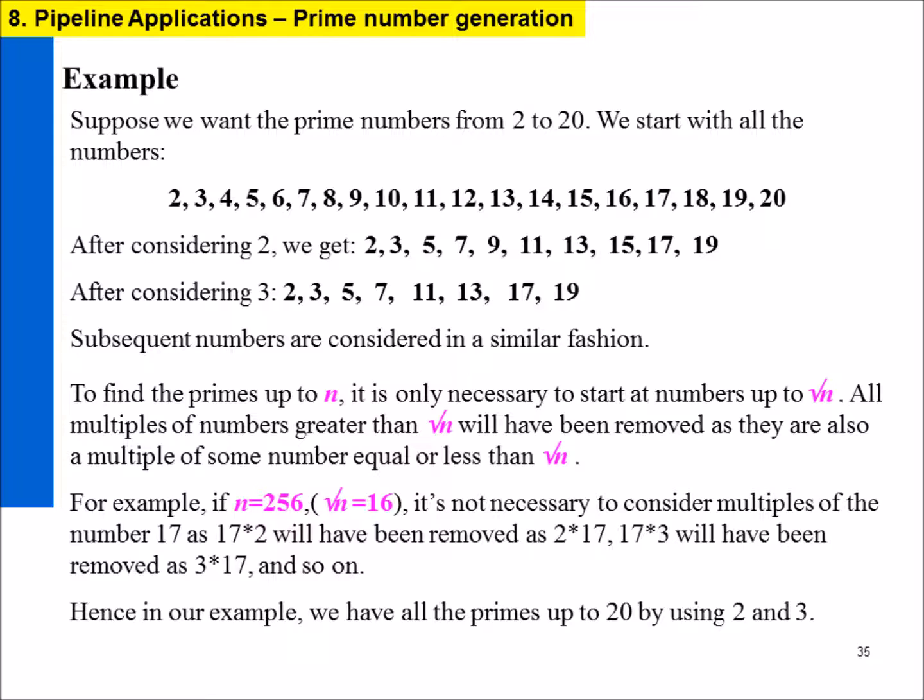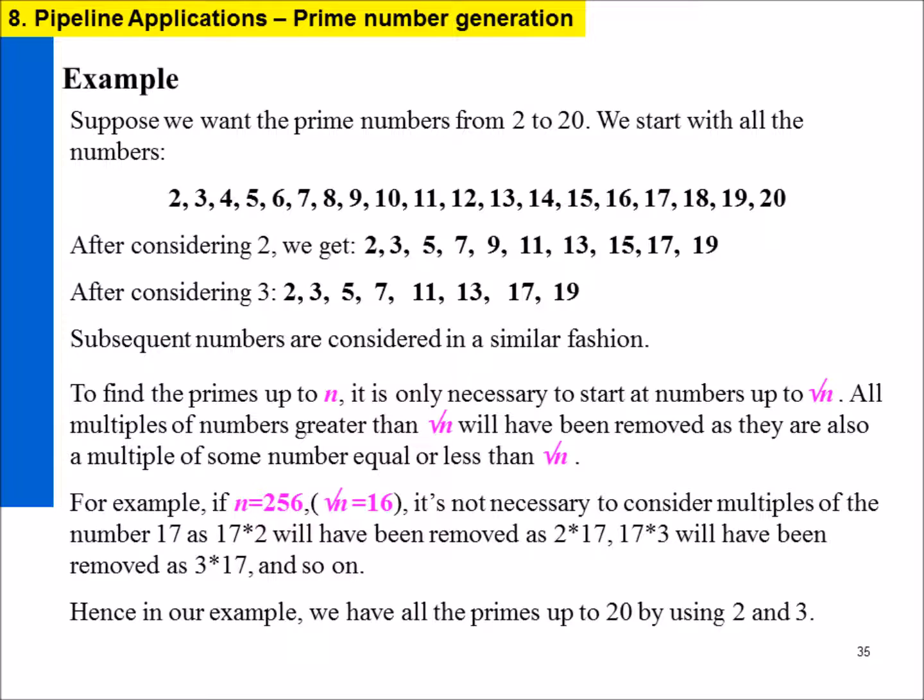However, to find the primes up to n, it's only necessary to start at numbers up to the square root of n. So all multiples of numbers greater than the square root of n would have been removed because they are also a multiple of some number equal to or less than the square root of n. For example, if n equals 256 and the square root of n is 16, it is not necessary to consider multiples of the number 17 because 17 times 2 would have been removed as 2 times 17, and 17 times 3 would have been removed as 3 times 17, and so on for other numbers beyond 16. Therefore, in our example, we have all the primes up to 20 by using only 2 and 3.